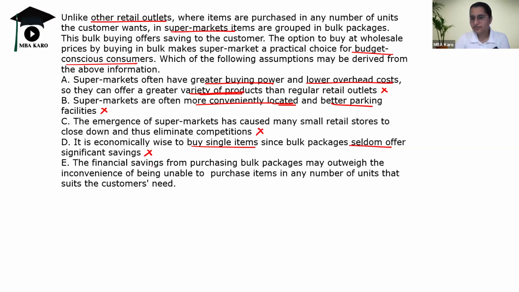E says financial savings from purchasing bulk packages may outweigh the inconvenience of not being able to purchase items in any number of units that suits the customer's need. Obviously, they are saving a huge amount of money by purchasing in bulk. So that convenience of buying things in units, unless it is a very small unit, may be outweighed. They are not saying purchasing bulk packages will outweigh or has outweighed. They're saying that it may outweigh, and in some cases it happens also. If we are getting things in bulk, we simply buy it. We do not think of purchasing in units. So option E is the correct answer here. Next one.